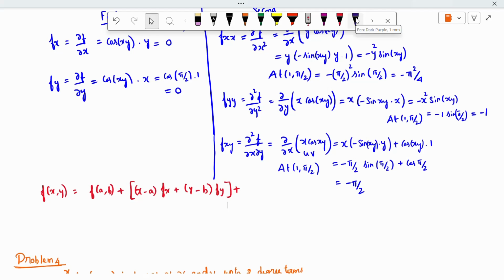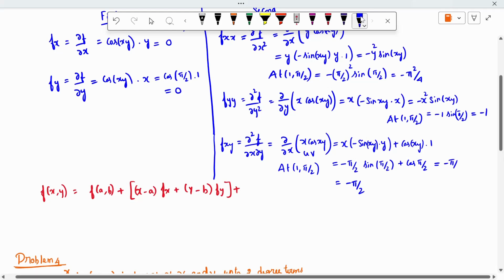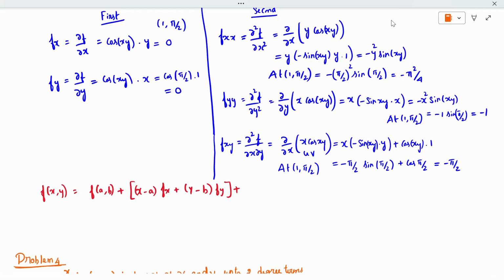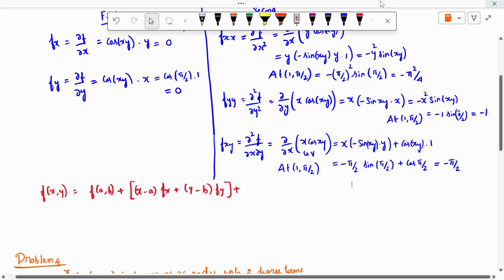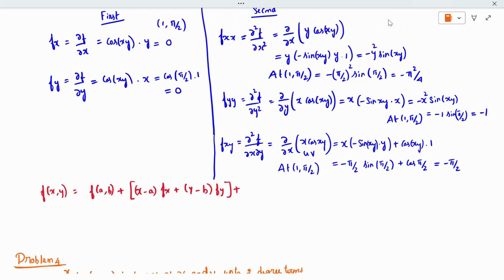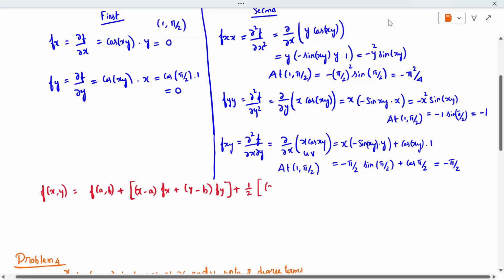1 by 2 into, so x minus a the whole square into fxx plus y minus b the whole square into fyy plus 2 into x minus a into y minus b into fxy, close the bracket, plus etc. This is our formula. Now we substitute it.